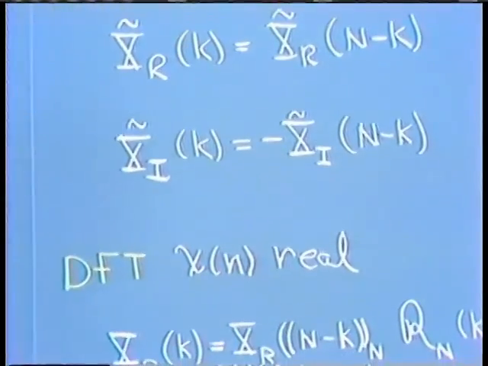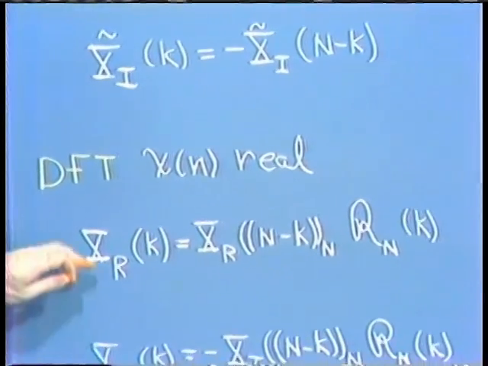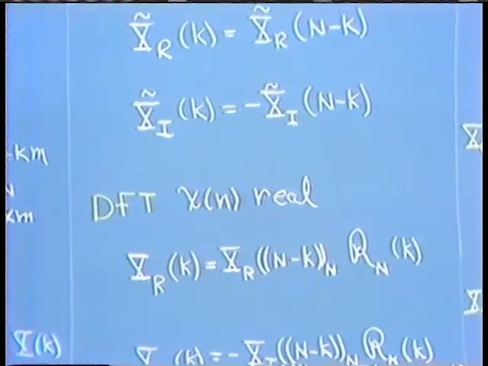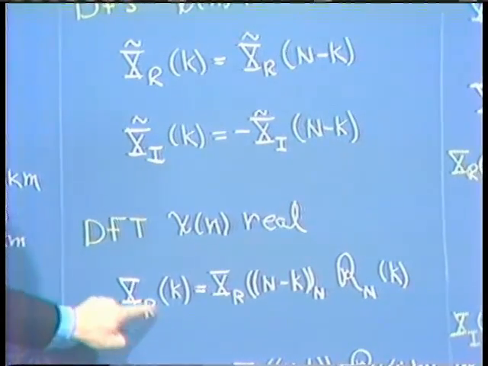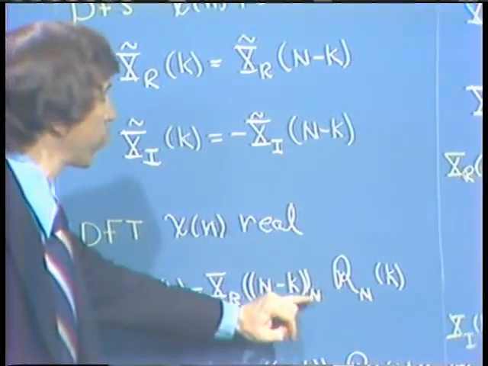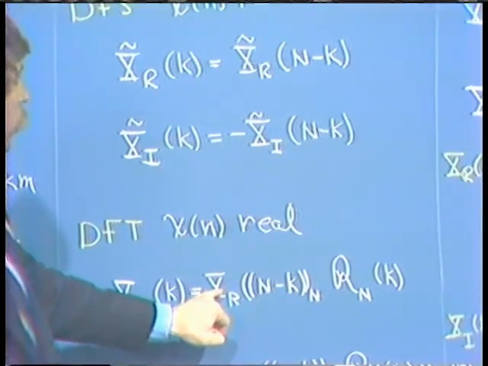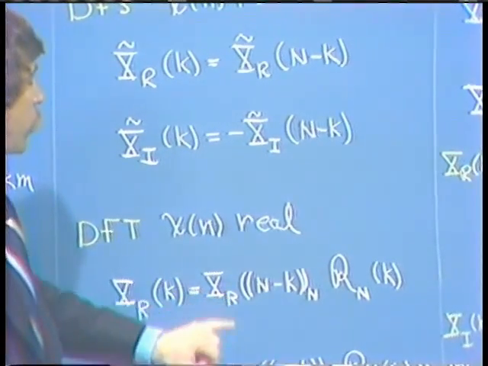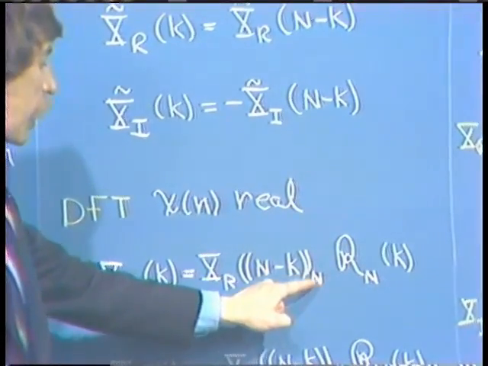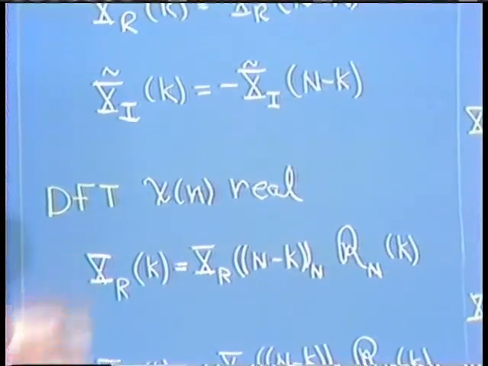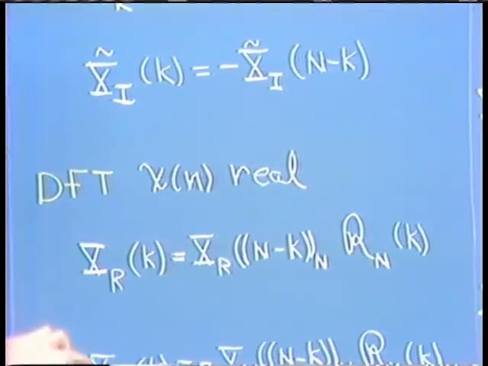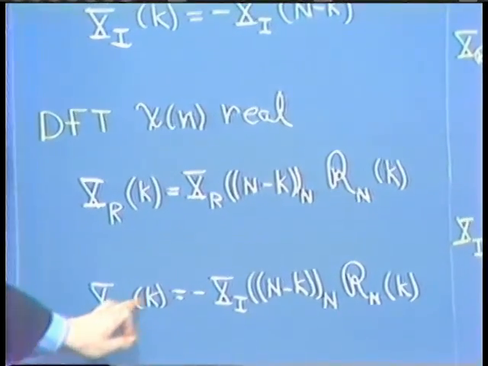Again, we'll assume that x of n is real. And the statement then, implied by simply extracting one period out of the discrete Fourier series, is that the real part of the discrete Fourier transform coefficients are equal to one period extracted out of the periodic sequence, which is x sub r of n minus k repeated over and over again periodically. That's what the modular notation did for us. One period extracted out of that, that's what this rectangular window does for us. And we have a similar type of statement about the imaginary part.